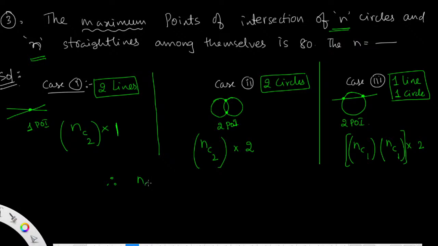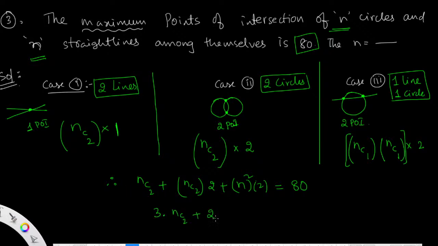Therefore, the value is NC2 plus NC2 into 2 plus NC1 into NC1 into 2, that is 2 n square, equal to 80, as given in the question. So make it equal to 80. So NC2 plus 2 NC2 becomes 3 times NC2, plus 2n square minus 80 equal to 0. Then by solving, 3 times NC2 is 3 into n into n minus 1 by 2 factorial, plus 2n square minus 80 equal to 0.